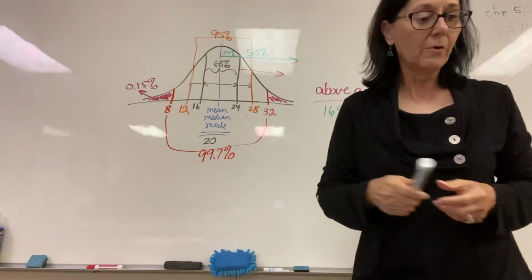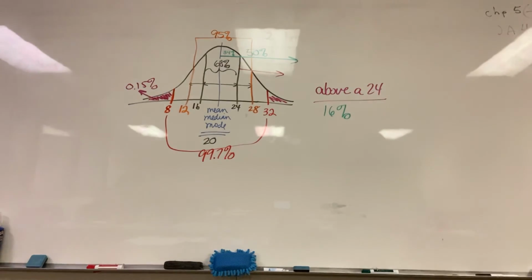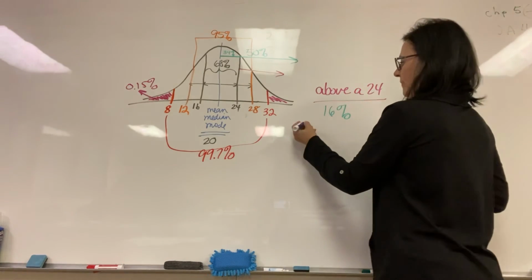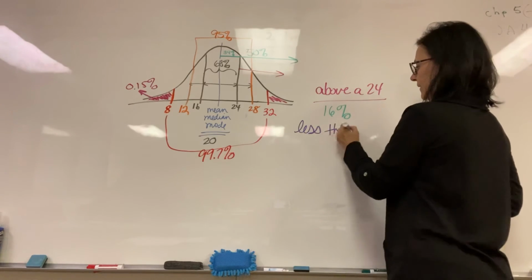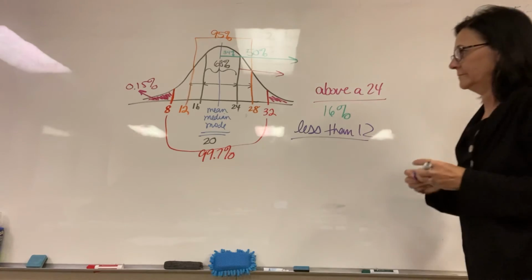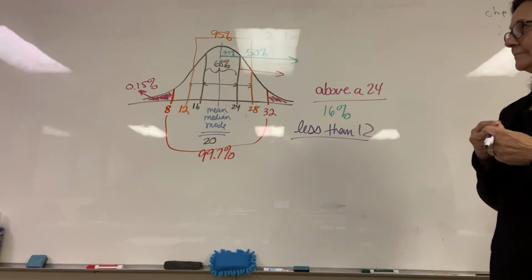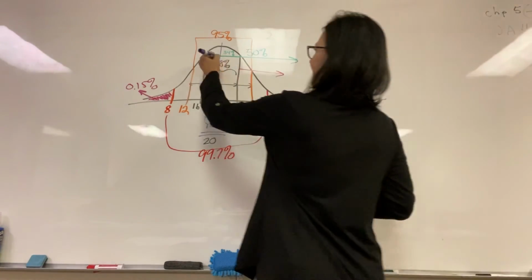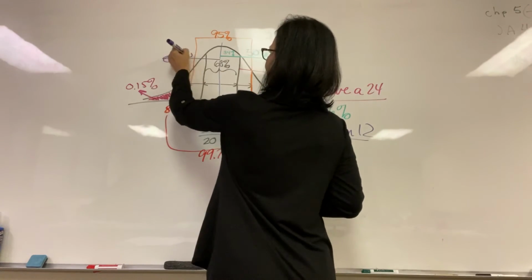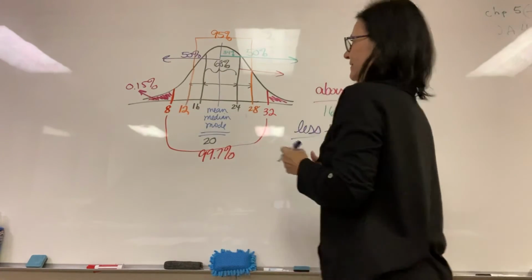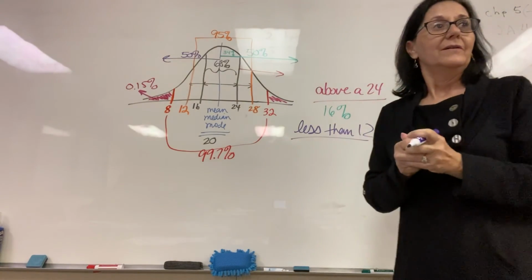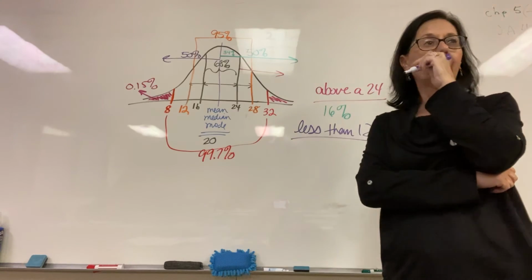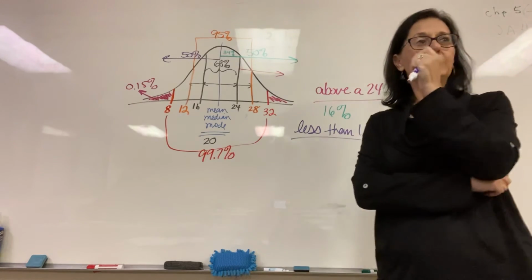What about below a 12? I mean, we could do all kinds of things. What percent scores less than a 12? Well, to this side of it, it's 50%. Then you would subtract 34 from those. No. What would you subtract from the 50%?